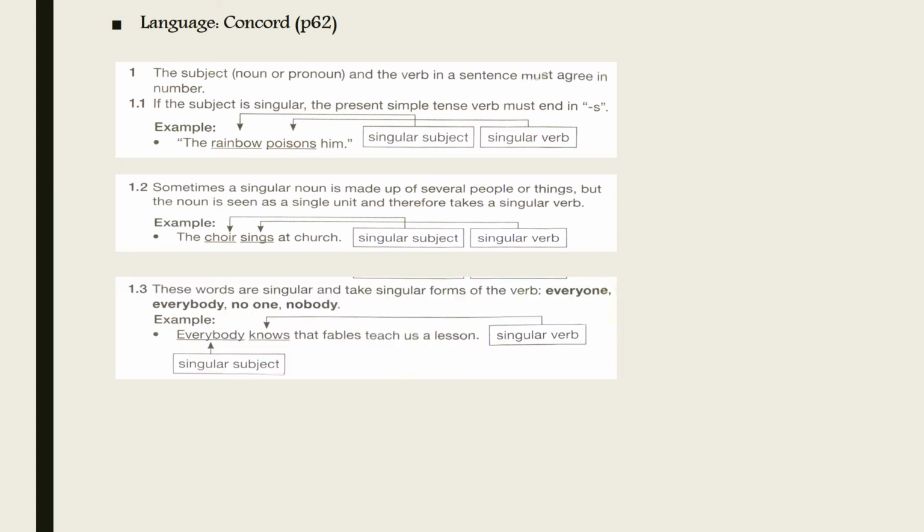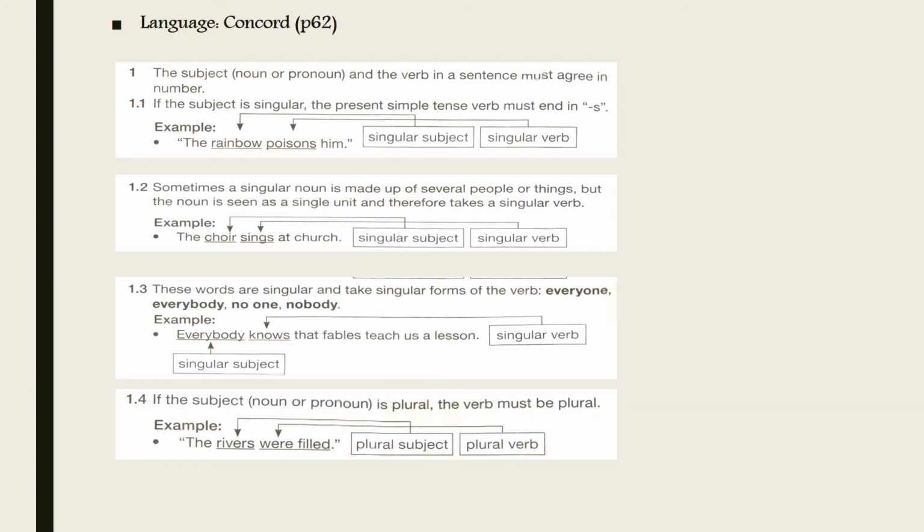In our third example, we work with words which take on a singular form. These words include everyone, everybody, no one, nobody. They refer to someone or something in general. Therefore, you don't necessarily know if it's more than one person or thing. In this case, because they refer to someone or something in general, it stays singular, and therefore your verb also stays singular.